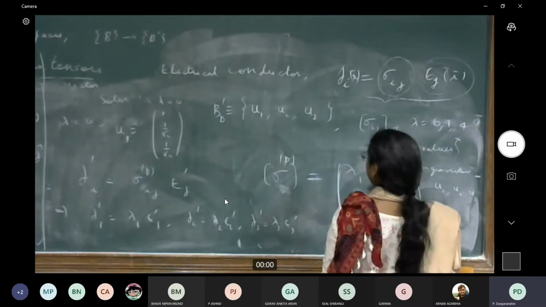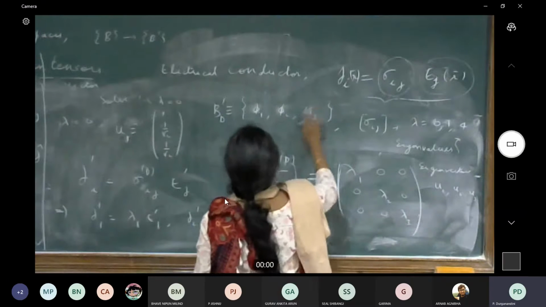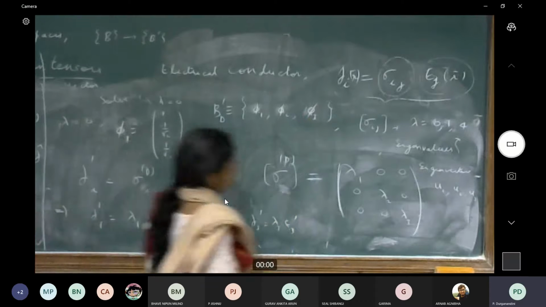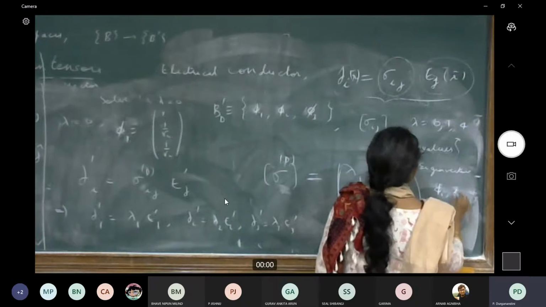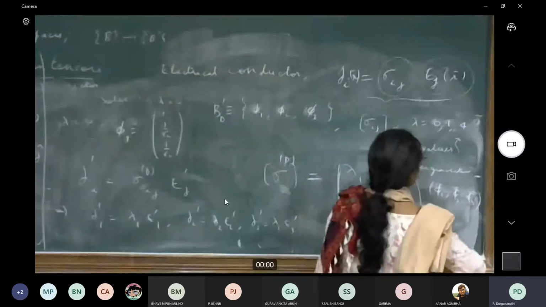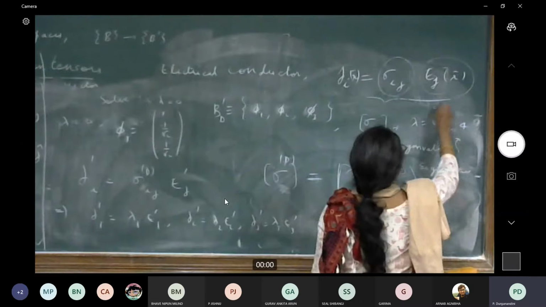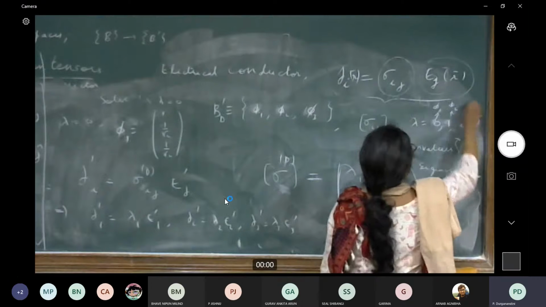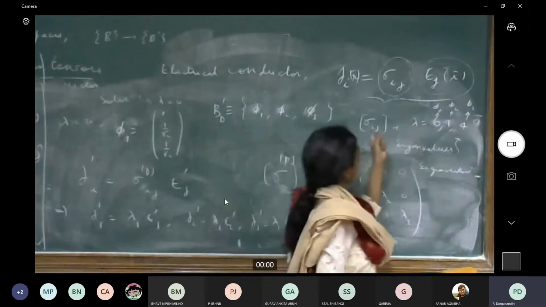Maybe I should keep some. So instead of calling it U1, let's call it phi 1, phi 2, phi 3, so that you don't confuse with the components of any vector. So phi 1, phi 2, phi 3 are the corresponding eigenvectors. Corresponding to this you have phi 1, corresponding to this you have phi 2, and corresponding to this you have phi 3.